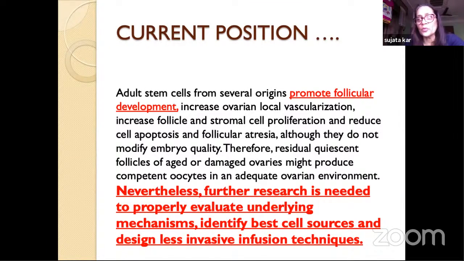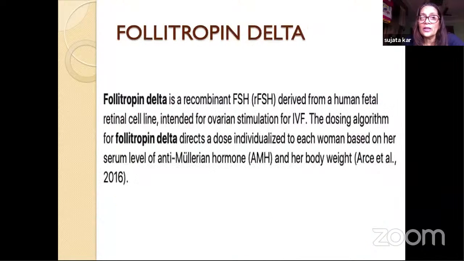But the current position, what does the evidence tell us? Adult stem cells from several origins: the rationale is that adult stem cells can promote follicular development by increasing ovarian local vascularization, increasing follicle numbers, stromal cell proliferation, and reducing cell apoptosis and follicular atresia. Nevertheless, further research is needed, and they need to evaluate underlying mechanisms. We have to be satisfied as to how it works, identify the best cell source for stem cells, and design a less invasive infusion technique.